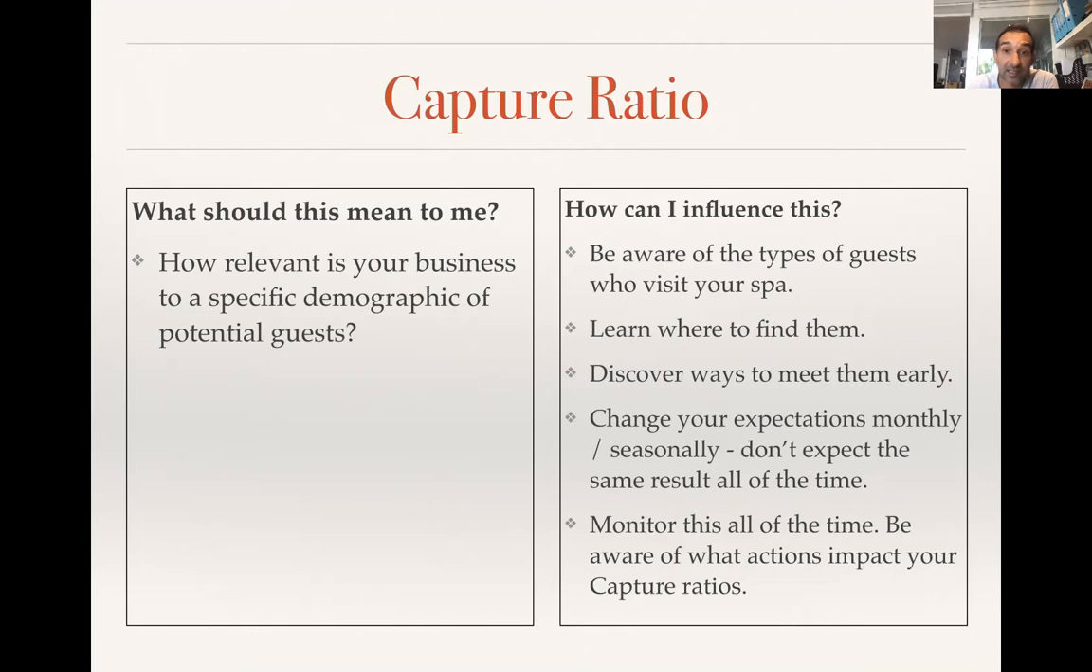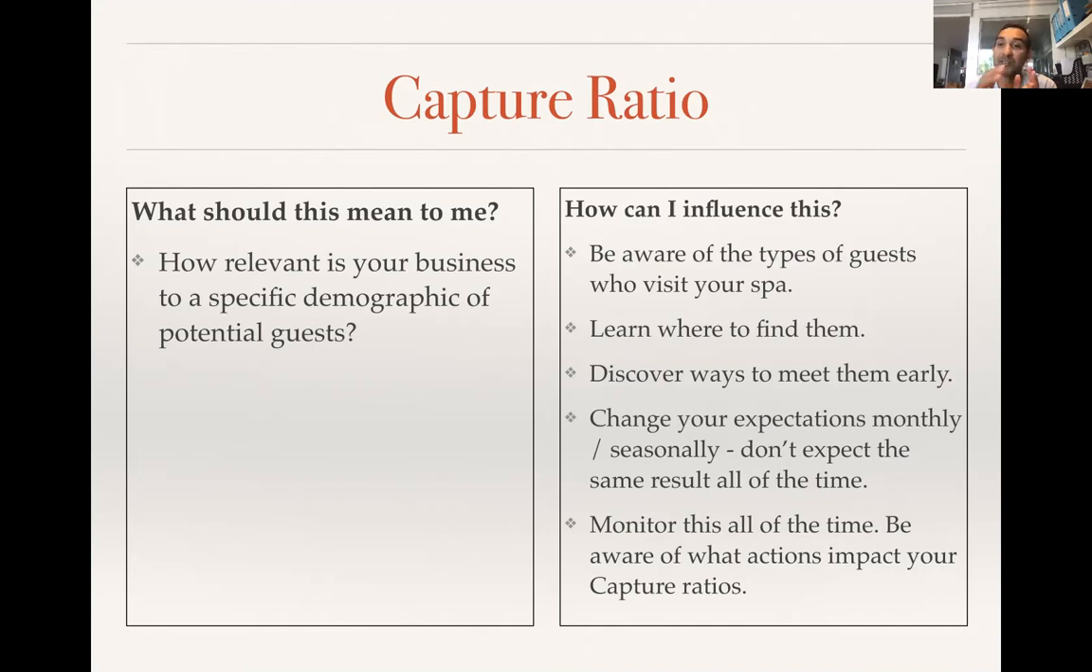How could you influence this? Well, there's several ways, but here I've just highlighted a few. First and foremost, know what type of guests visit your spa. They don't always stay the same. They could be holiday goers. They could be on a school schedule. They could be seasonal based on the weather, based on tourists.